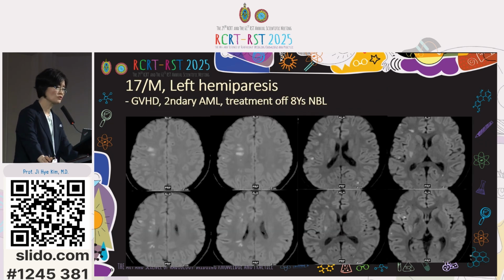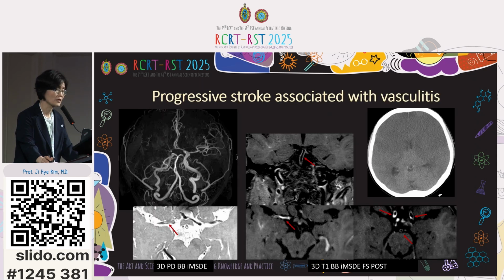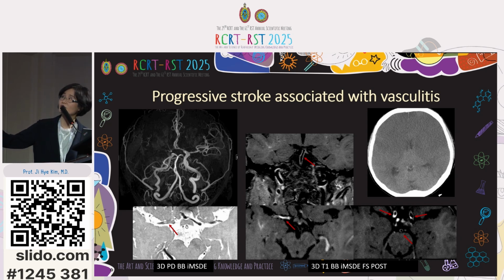This patient was treated for secondary AML, after treatment at 8 years of age for neuroblastoma, was diagnosed with GVHD, and presented with stroke. On diffusion-weighted images, we can see numerous small infarcts distributed in the right cerebral hemisphere and the basal ganglia. So MR angiography was performed, and we can see the missing right middle cerebral artery here.